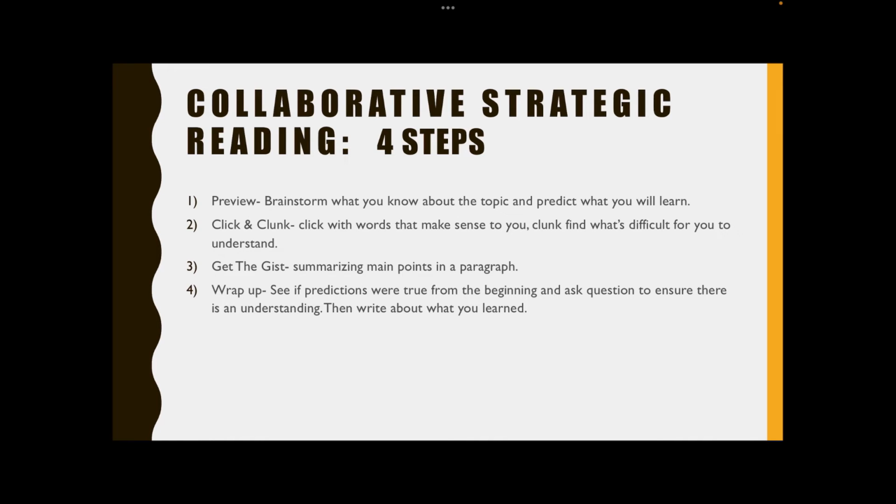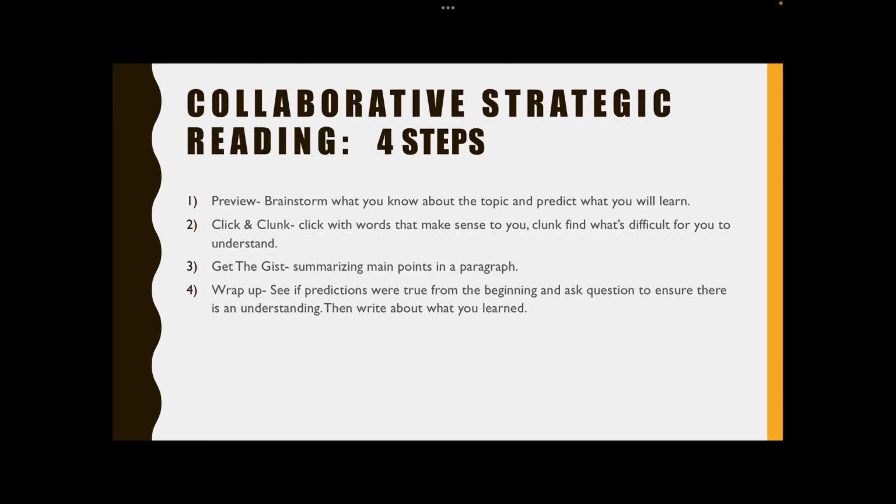Step number 1 is to preview. You're going to look at the page and make a prediction about what you think this is going to be about. So you see a picture of a penguin. You're going to say, oh, I think this is about penguins. Okay. So moving on to number 2, it's called click and clunk.